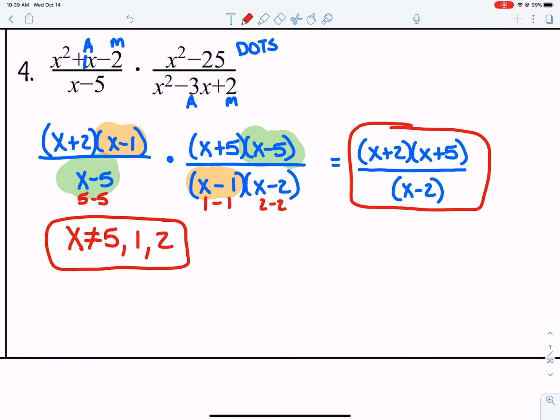And that's it. So that's your notes on simplifying and multiplying rational expressions.